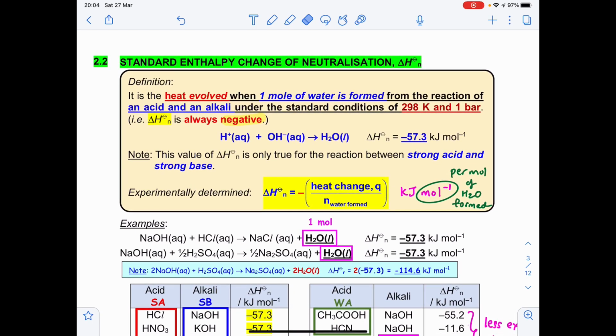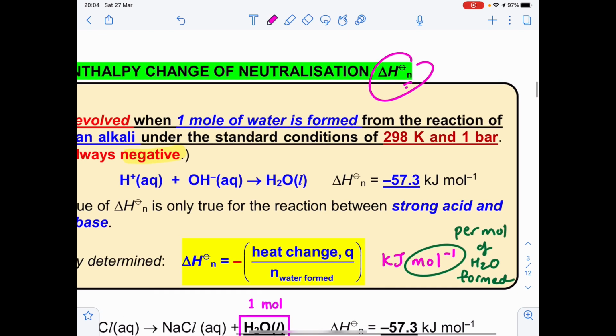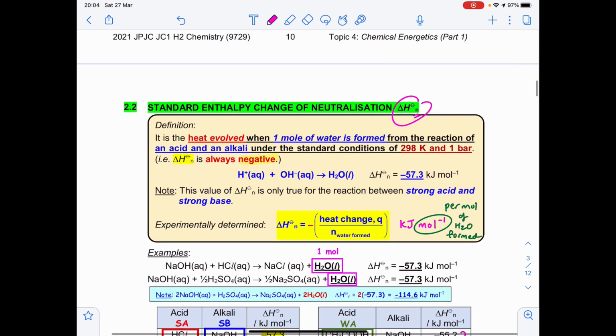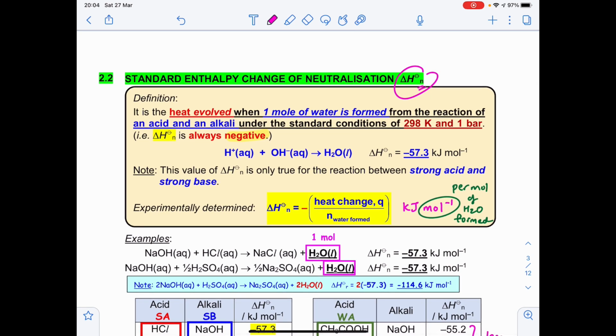Let's move on to section 2.2, the standard enthalpy change of neutralization. It has a symbol of delta Hn, N stands for neutralization. It is defined as the heat evolved when 1 mole of water is formed from the reaction of an acid and an alkali under standard conditions of 298 Kelvin and 1 bar.